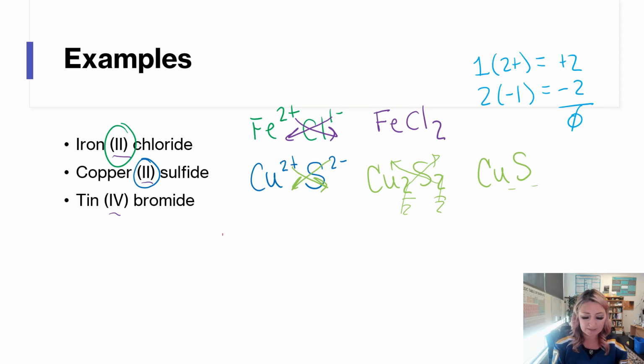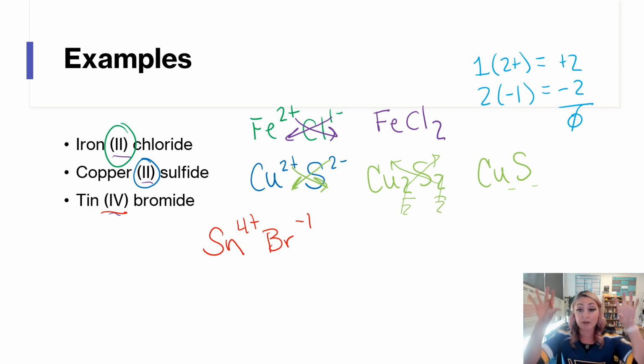All right, next example is tin 4, that is tin 4 bromide. So tin is Sn, because of course it is, with a 4+ charge. I know it's a +4 charge because it's given to me right there in the Roman numerals. It's fantastic. Bromide is bromine, Br, with a -1 charge. Okay, we have the symbol, we have the charge. We're ready for the drop and swap.